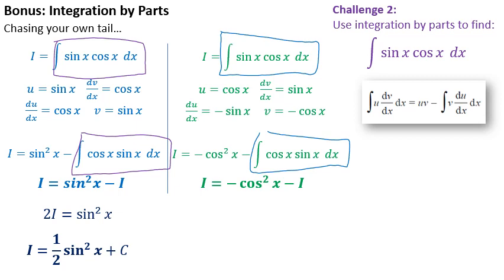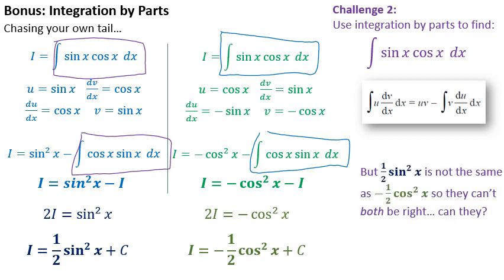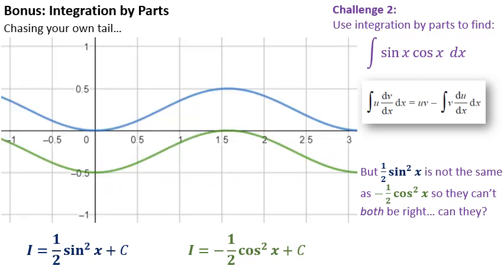You know that sine squared and cos squared are closely connected, but it should be a little bit concerning that a half sine squared x is not the same as minus a half cos squared x. They're not the same, so one of them must be wrong, right? Well, maybe not. These are the two curves. Which of them is correct?